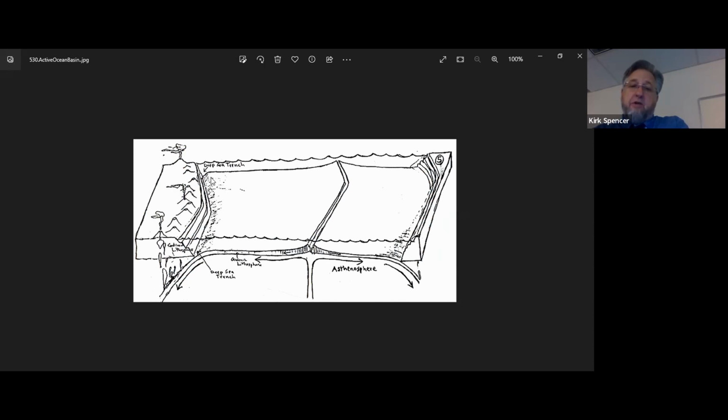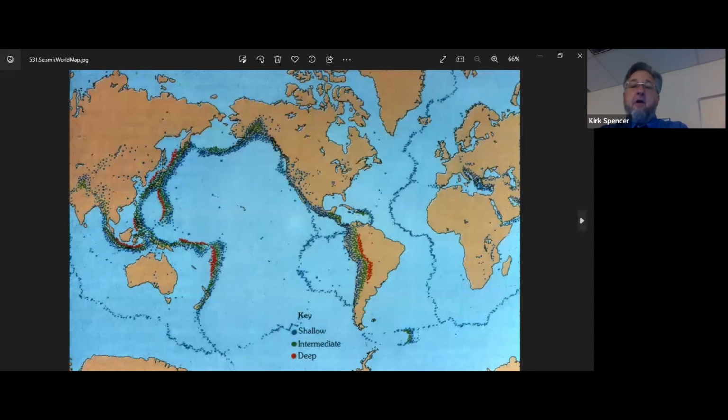You also have a deep ocean trench. The deep sea trenches are where this oceanic lithosphere has been bent downward back into the interior. So earthquakes occur along this edge as the two plates rub together, and volcanoes form from the melting oceanic lithosphere. And they call that an active ocean basin.